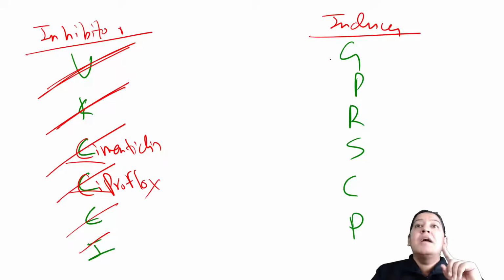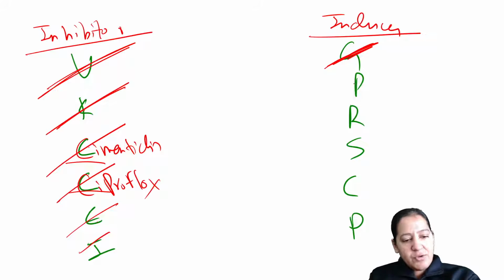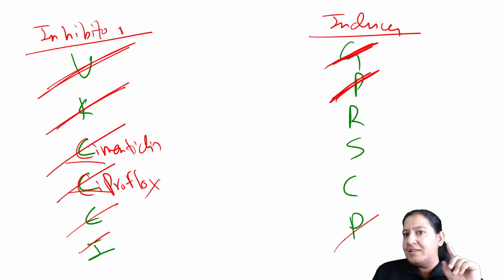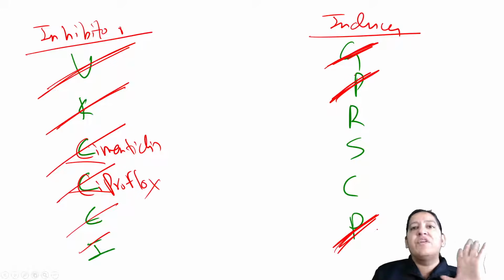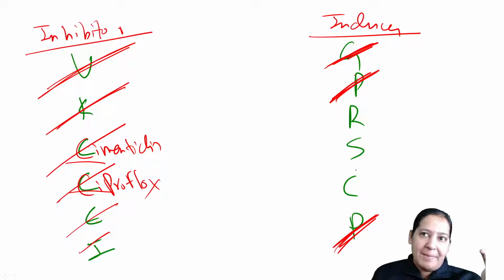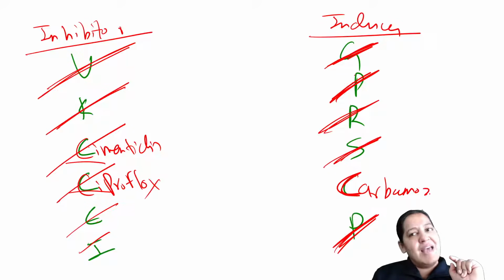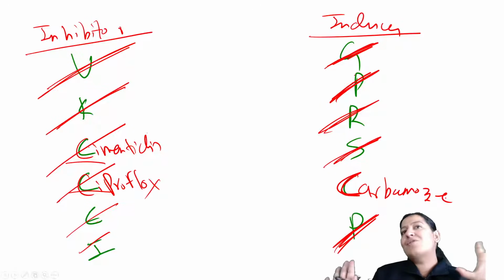Coming to the inducers, G is griseofulvin. P is phenytoin, there are two Ps: one is phenytoin, one is phenobarbital. Phenytoin is an anti-epileptic drug, phenobarbital is a sleeping pill. R is rifampicin. S is smoking. What is C here? C here is carbamazepine, an anti-epileptic drug. Now learn the C. C is common in all of them.